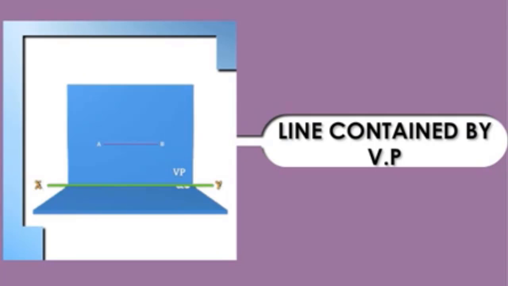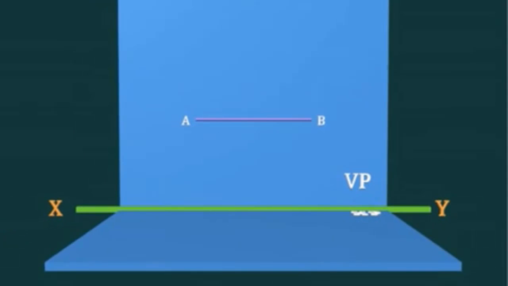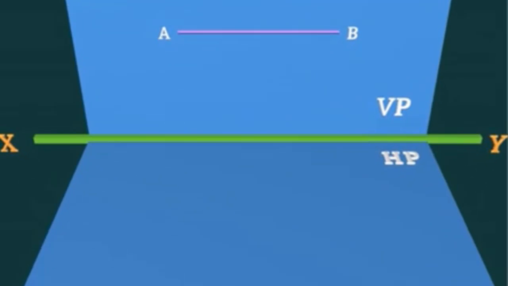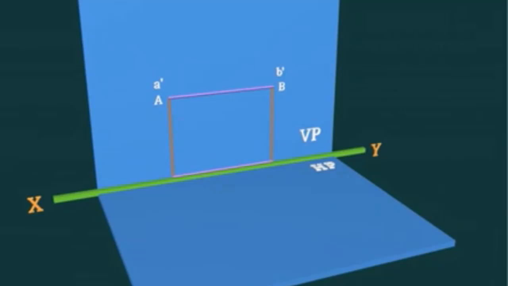Line contained by VP. In this, we will see how the projections of a line will be when it is contained by VP. The top view of the line will lie on the XY line. The front view will show the true length.